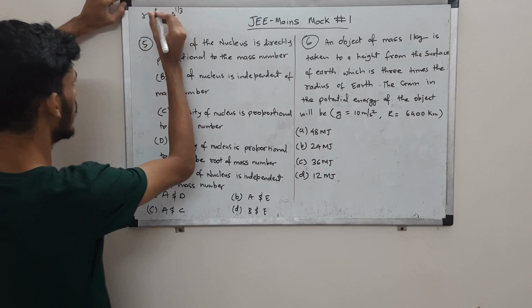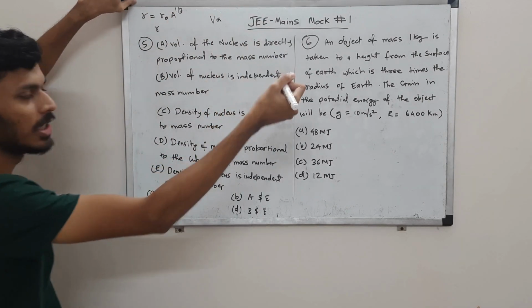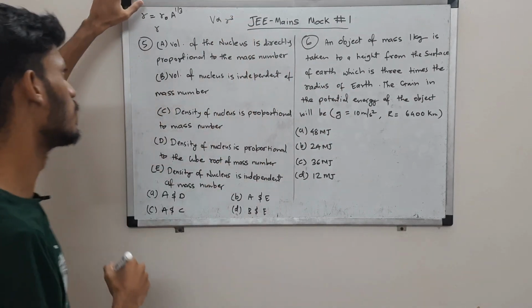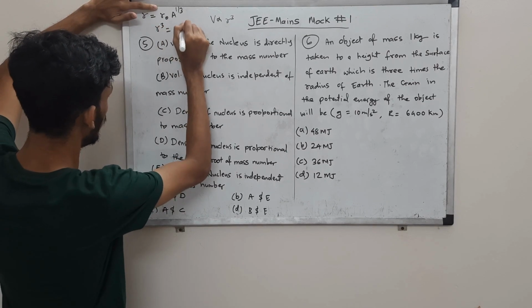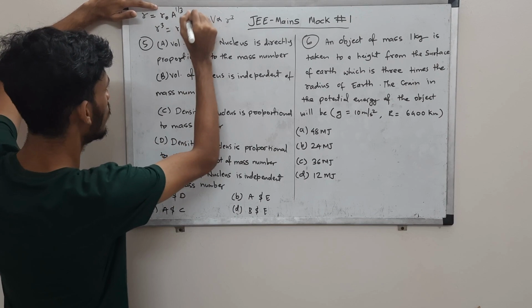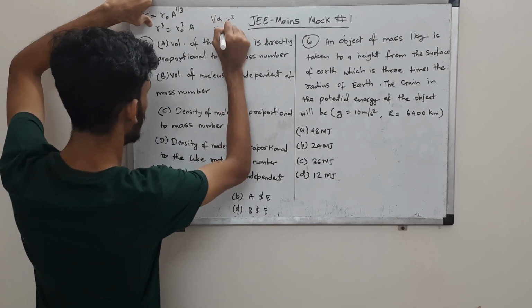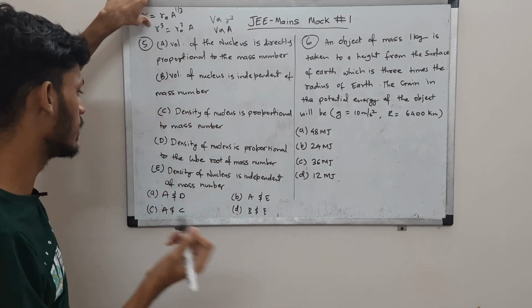So if you cube it, because basically your volume is 4 upon 3 pi r cube for a sphere, it's proportional to the radius cube, right? Here if you cube it, we'll get r naught cube, which is of course a constant, and A to the power 1 by 3 is a cube root, so the cube root will go, right? So you can see that volume is directly proportional to the mass number. So A is definitely correct.